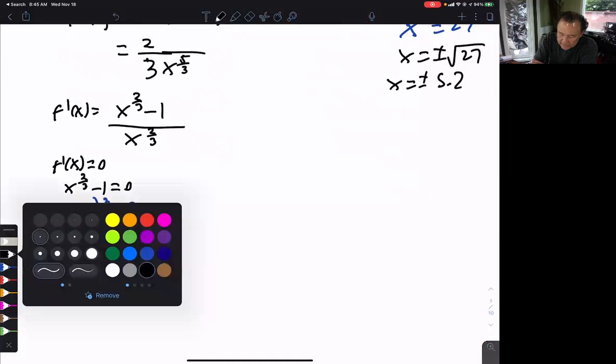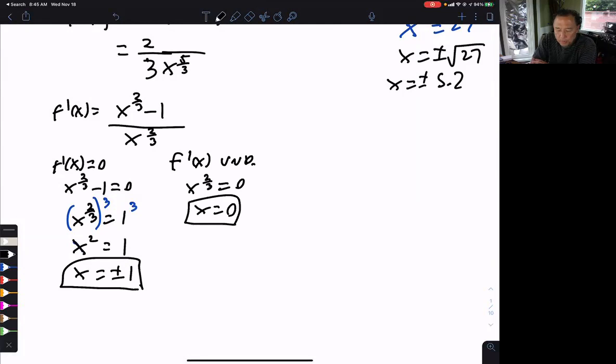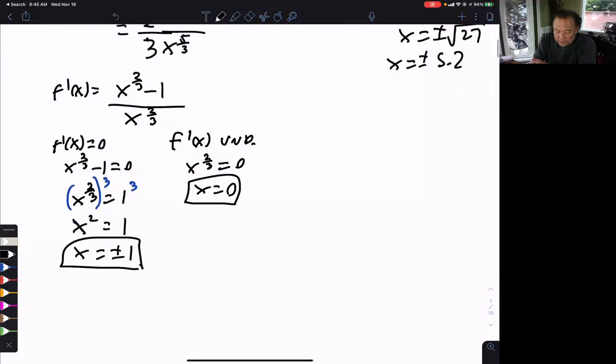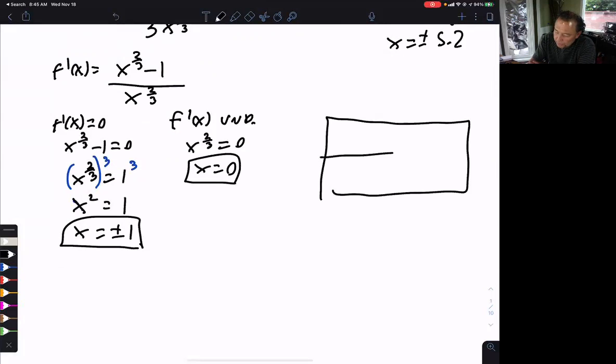And then where is a function or derivative undefined? When is this undefined? When the denominator is 0, where x is 0. So we have 3 important points. So let's go ahead and find out what's happening around those points: 0, 1, and negative 1.